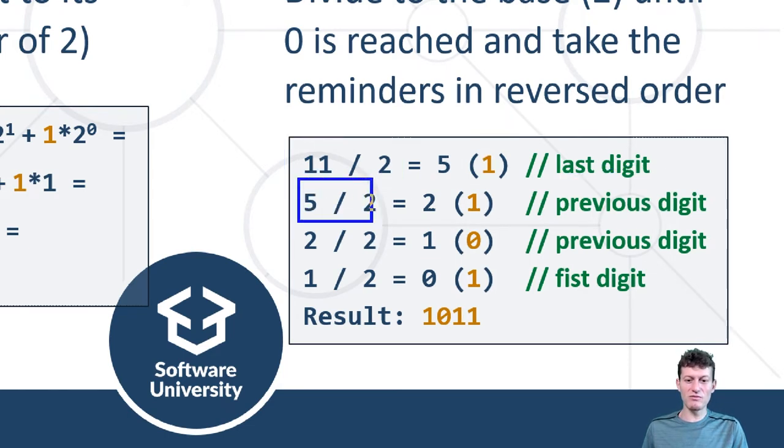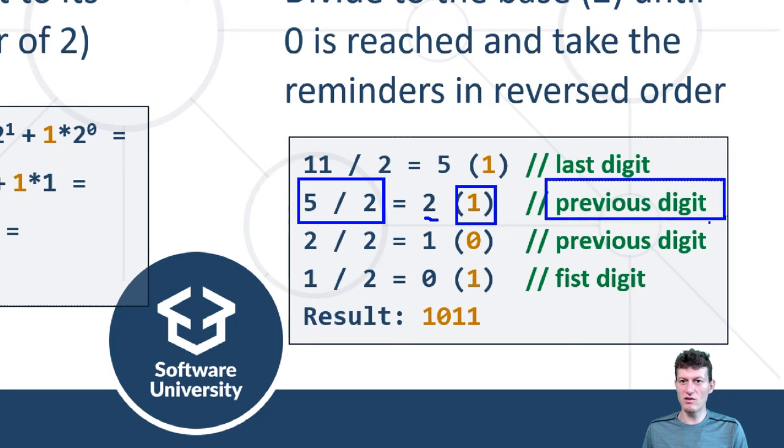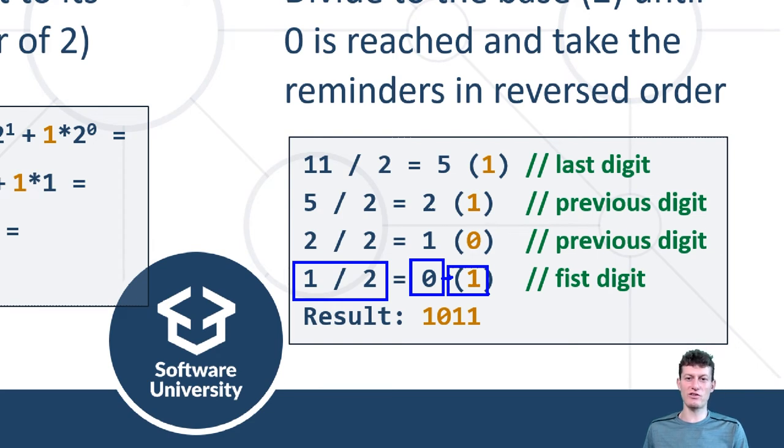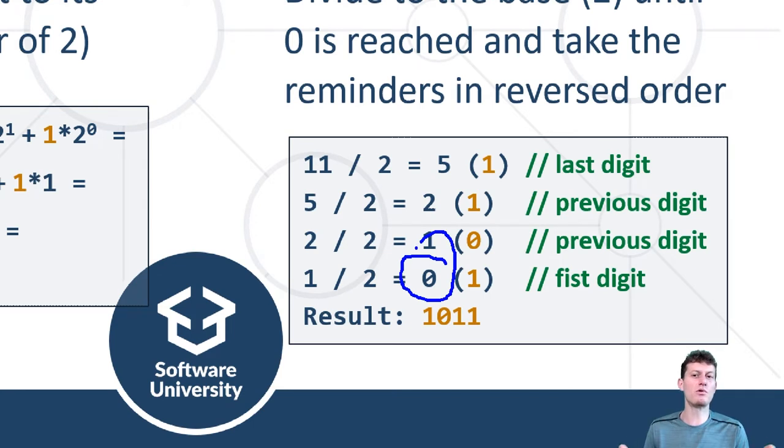Next, we divide 5 by 2. We obtain 2 plus remainder 1, which is the next digit of the binary output, the previous digit. Next, we divide 2 by 2 and we obtain 1 as a result, plus a remainder of 0, which is the next digit of the binary output. And finally, we divide 1 by 2 and we obtain 0 as a result, plus 1 as a remainder, which is the first digit in the binary output. And we stop here because we have reached 0 and we will have no more binary digits.